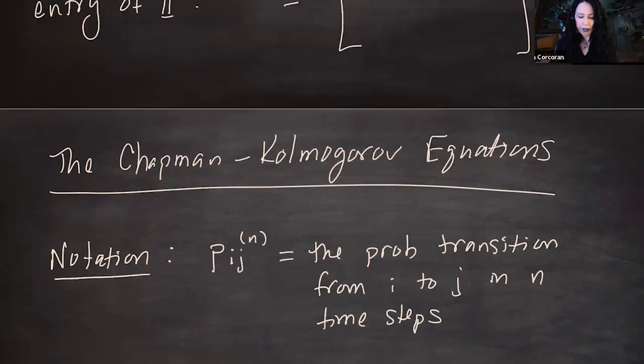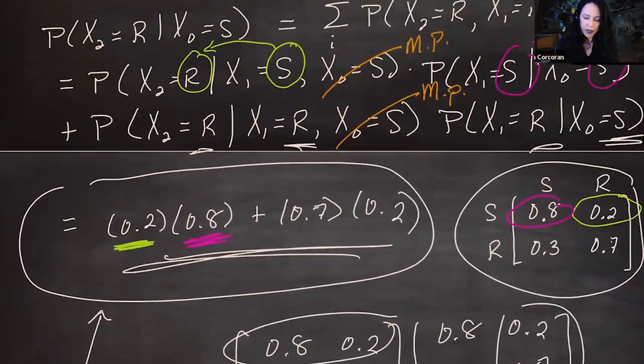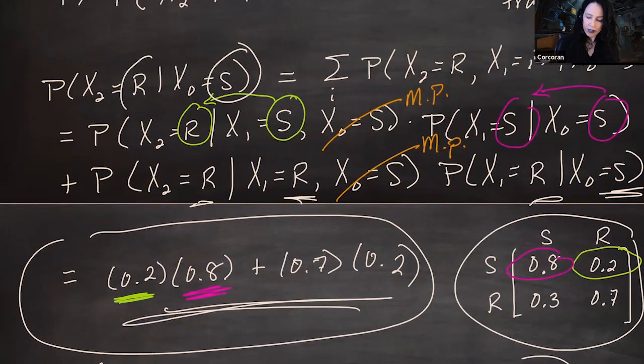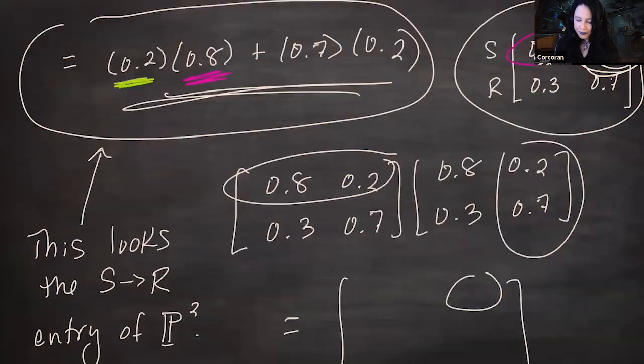Sorry for anyone trying to write this, but let me go back to the previous problem. I did not take the S to R entry of the matrix, which is right here, and square it. That's not what happened.